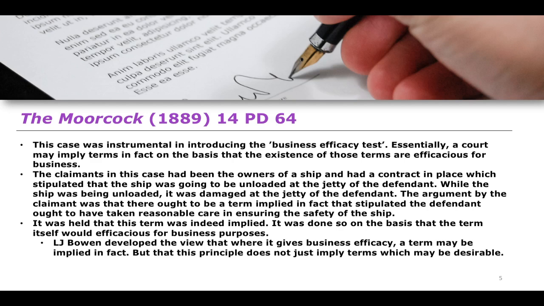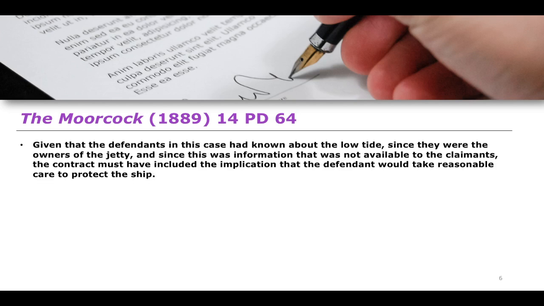So, Lord Justice Bowen developed the view that where it gives business efficacy, a term may be implied in fact, but that this principle does not just imply terms which may be desirable, which is, in my opinion, somewhat unfortunate, given the name of the test is business efficacy. It implies a certain amount of desirability when it's efficacious for something to take place. It implies that it is not something that is necessary or a really significant requirement, but it does lean more towards the side of desirability. But of course, the title of the test does not necessarily speak to the nature of the test.